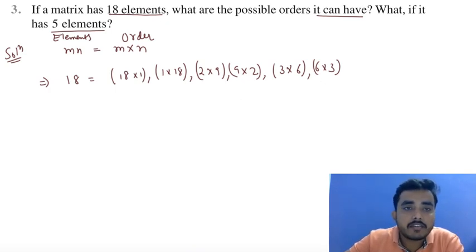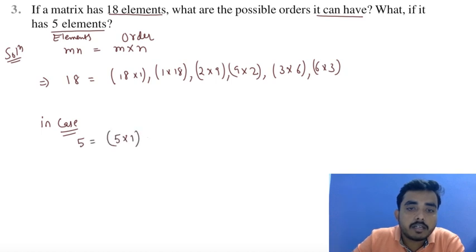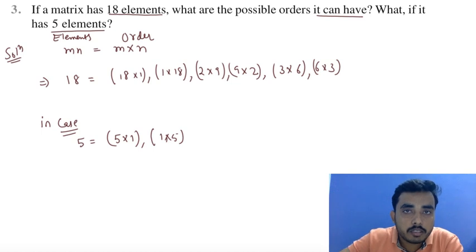But if it has 5 elements, in case the elements are 5, the possible orders are 5 into 1 and 1 into 5. So only these two orders are possible. Now let's move to question number 4.